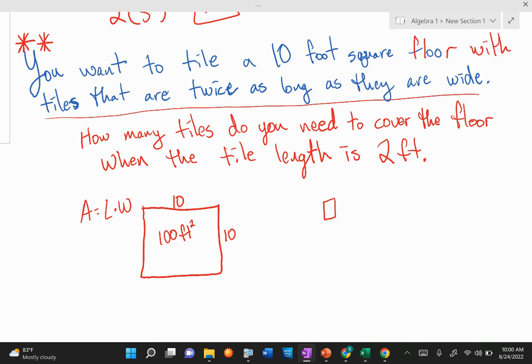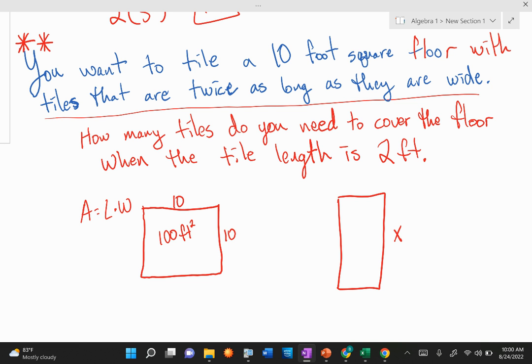Okay, so let's pretend that we don't know what the length is. And I'm going to make this shape a little bit bigger so that we can see. So we have a length that is twice as long as the width. There's a couple different ways to write this, but I'm going to write it the way that they give it to us. Here is the length. That length is twice as long as the width.